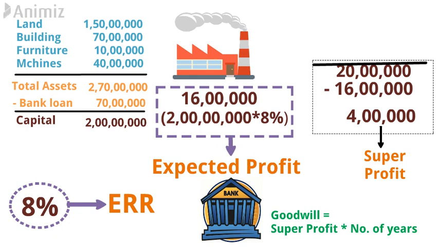The business will be able to get 2 crore into 8%. I repeat, 2 crore into 8%. That amounts to 16 lakh. So the business will be able to get 16 lakh without doing anything. So this 16 lakh is the expected profit. Any business must earn at least a profit of 16 lakh. If the business is not able to earn even 16 lakh, then it is not worth continuing the business. But as factory B is earning more than 16 lakh, it is earning 20 lakh rupees. So the difference between the average profit and 16 lakh is 4 lakh, and this 4 lakh is considered as super profit.